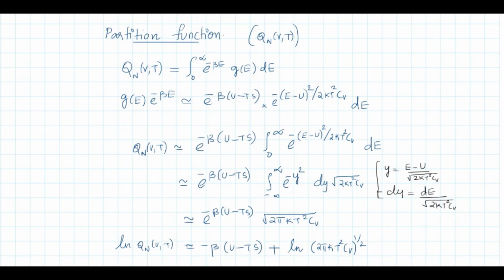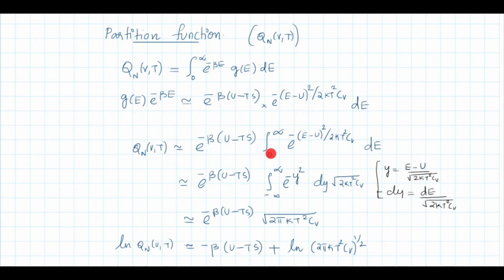so take it outside. The integral from 0 to infinity of e raised to minus (E minus U) the whole squared divided by 2kT squared C_V, dE, times e raised to minus beta (U minus TS), becomes the integral from minus infinity to infinity of e raised to minus y squared dy, times the square root of 2kT squared C_V. Why? I substituted (E minus U) by the square root of 2kT squared C_V as y, then dy is dE by the square root of 2kT squared C_V. So substitute for dE from here.